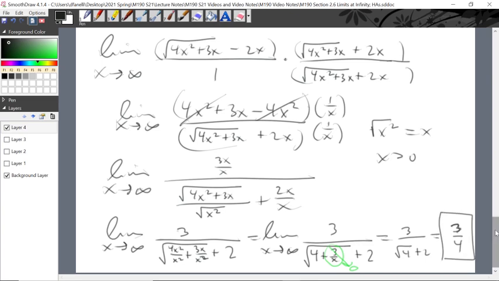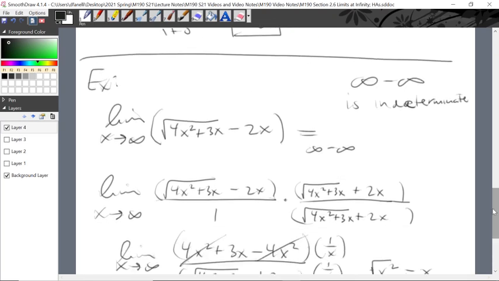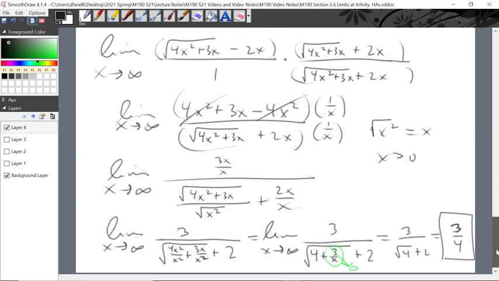So we had an indeterminate form of infinity minus infinity, and we applied the conjugate here. That was the technique that we used. Then we divided by the highest power term in the denominator, which in this case required us converting x into the square root of x squared. Because x was positive, that was true. We ended up with a finite limit, and that was equal to 3/4.